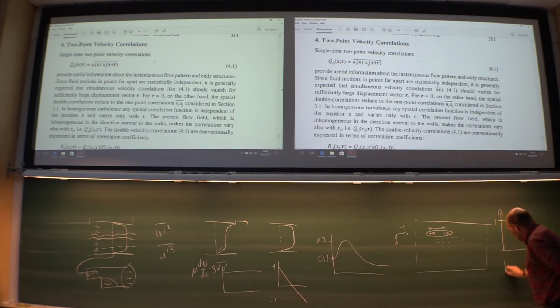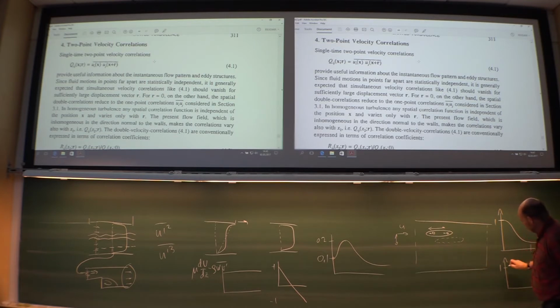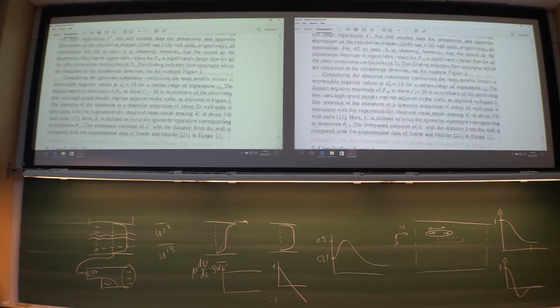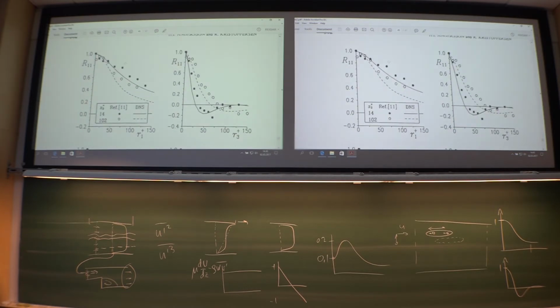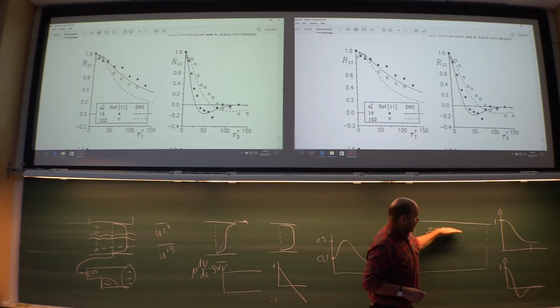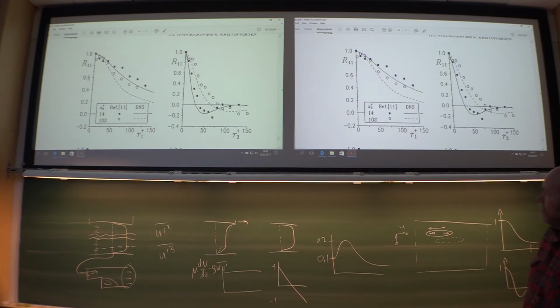How will that correlation look? Well, you always start with 1, but here quite rapidly you will go negative. So it will start here and then go negative before it goes to 0. That should be the expected behavior. And indeed, that is what you get. So to the left, you have the correlation of the streamwise velocity in the streamwise direction. Then you will have a correlation looking something like this. And indeed, we do.